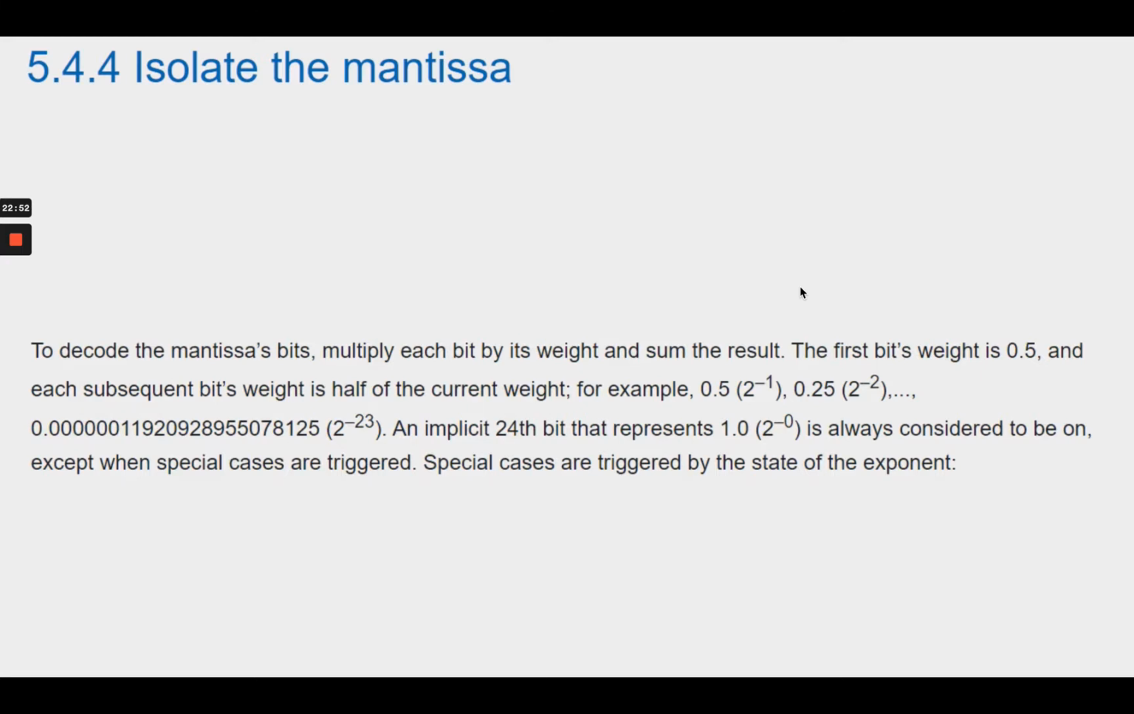To decode the mantissa's bits, multiply each bit by its weight and sum the result. The first bit's weight is 0.5, and each subsequent bit's weight is half of the current weight. For example, 0.5 (2 to the minus 1), 0.25 (2 to the minus 2), and so on, until this number times 2 to the minus 23rd. An implicit 24th bit that represents 1.0 times 2 to the minus 0 is also considered to be on, except when special cases are triggered. Special cases are triggered by the state of the exponent.